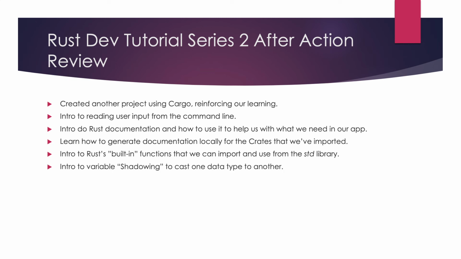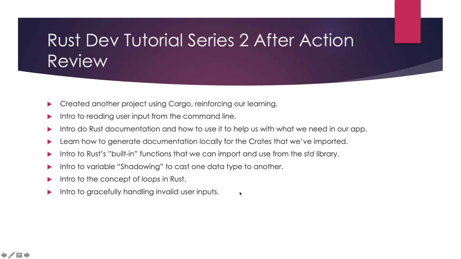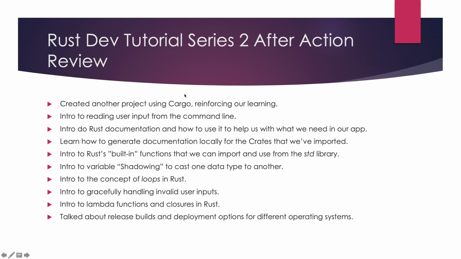We got an introduction to variable shadowing, which is used to cast one data type to another. We got an intro to loops, infinite loops in Rust. We got an intro to how to gracefully handle invalid user inputs and provide the user a feedback loop. We got an intro to lambda functions and closures in Rust. And we talked briefly about release builds and deployment options for different operating systems for command line applications.